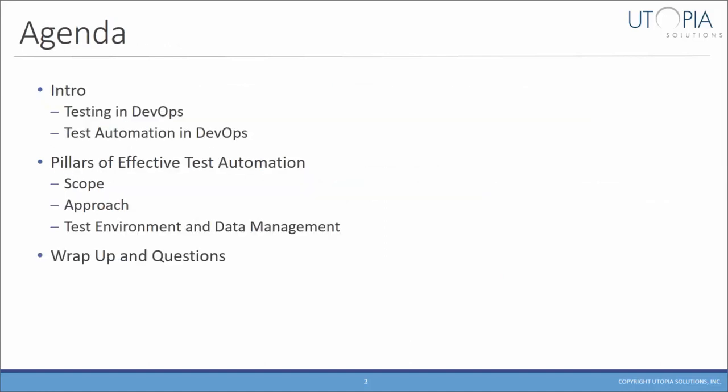All right, briefly, the agenda for today is going to include a short intro on the importance of testing and test automation in DevOps, and then we'll spend the rest of the time focusing on the 3 pillars of effective test automation, which I believe are scope, approach, and then test environment and management. And then we'll have a quick wrap up and hopefully time for a few questions live at the end.